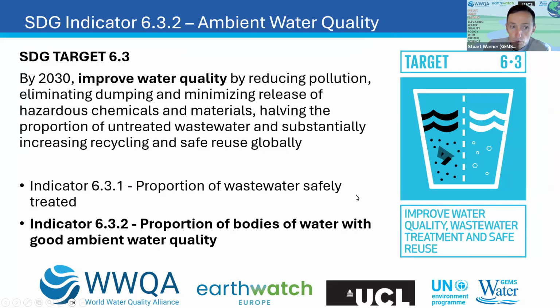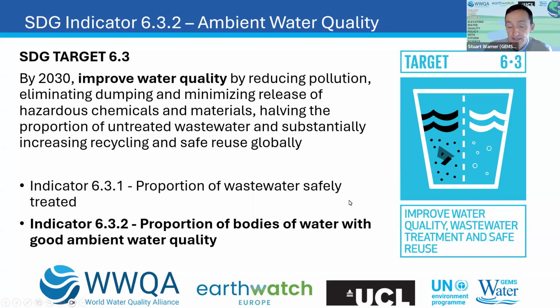So just for those of you who are unaware about the indicator, it's one of two indicators under SDG target 6.3, and the part of this target, which I won't read out, which is on the screen, is about improving water quality by 2030. The other indicator is the proportion of wastewater that's safely treated, but what we're looking at here is the proportion of bodies of water with good ambient water quality. So we in UNEP go out to all of the UN member states on a 3-year cycle, and we ask them to report on their water quality based on a standard methodology.